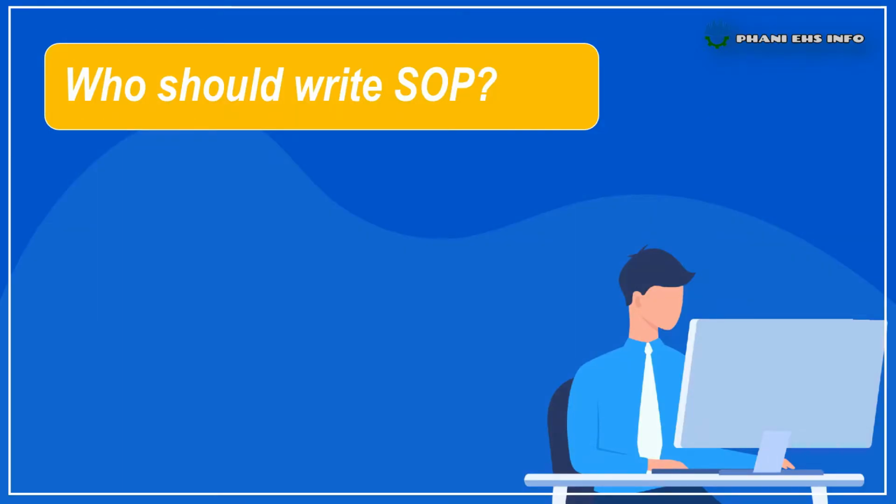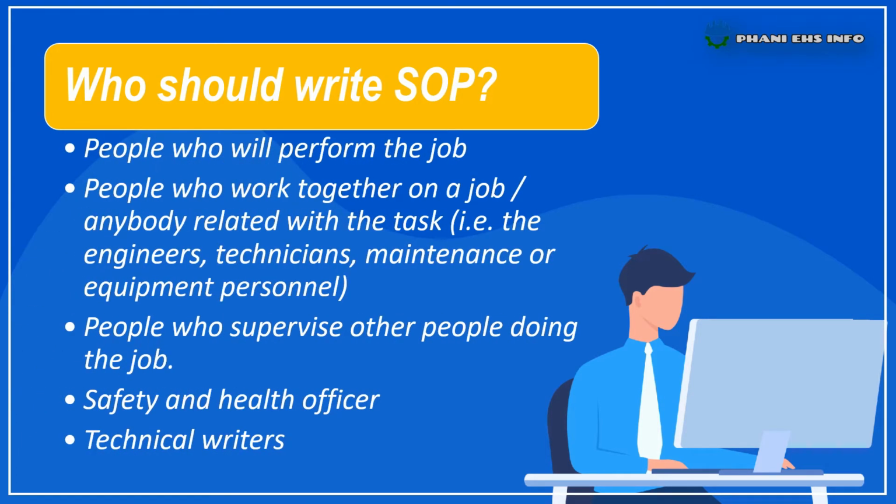Then who should write SOP? People who will perform or have been performing the job. People who work together on a job or anybody related with the task. Example, engineers, technicians and maintenance persons. People who supervise the other people doing the job. Safety and health officer and technical writers.